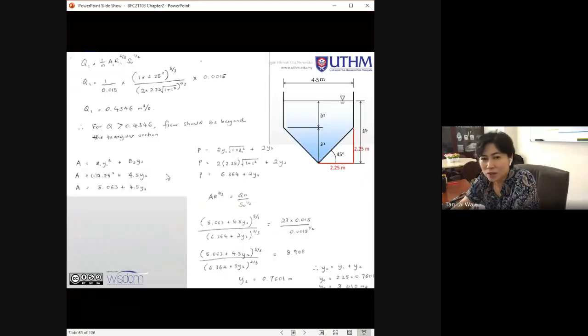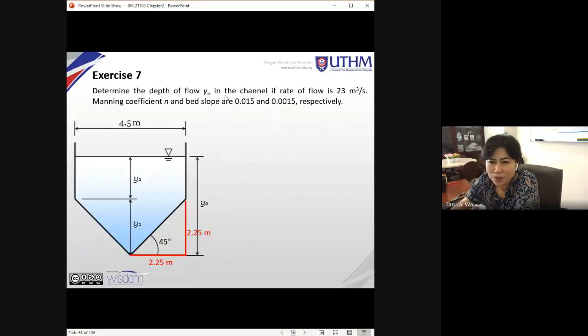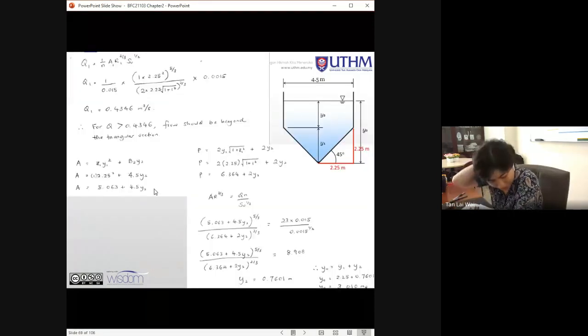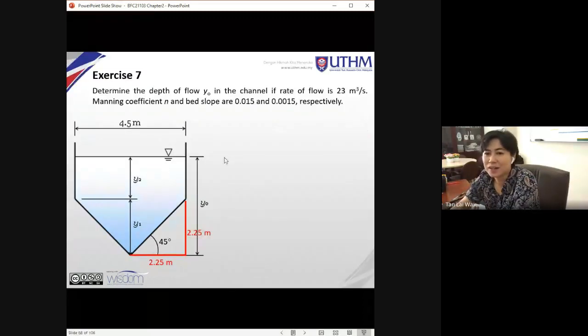Now in this case, you need to find depth of flow. Here's the way I do it. The first thing that you have to evaluate is that you don't know whether Y naught is within the triangular section or exceeds the triangular section. If it's just within the triangular section, that means you don't even have to consider the rectangular section.